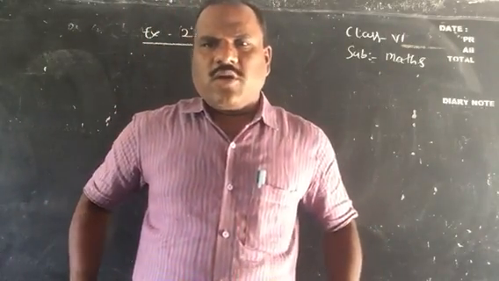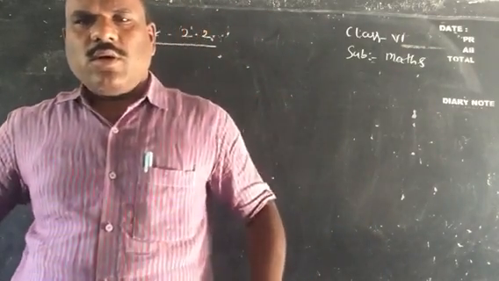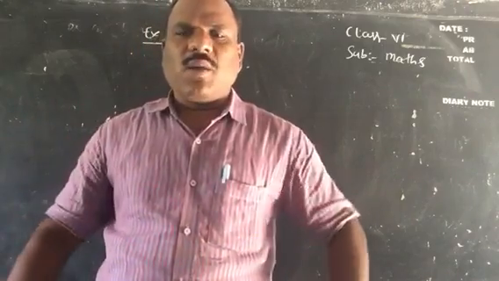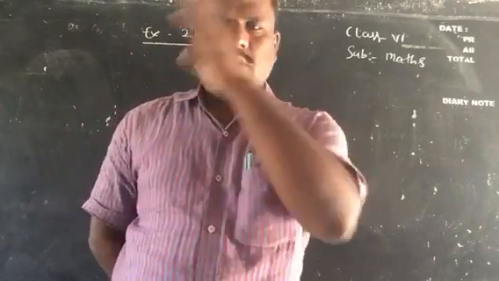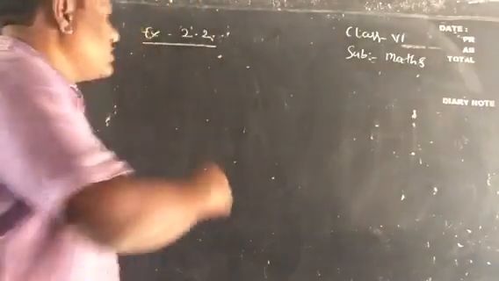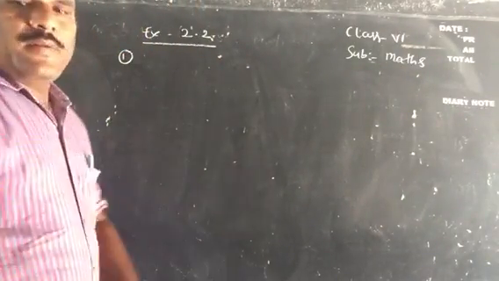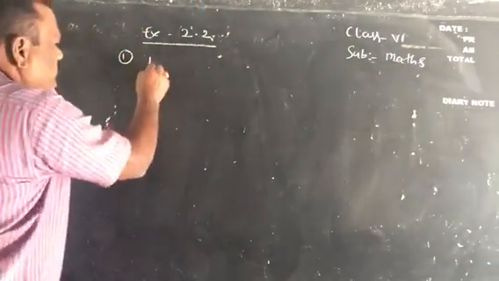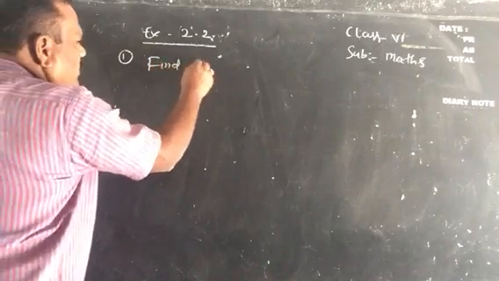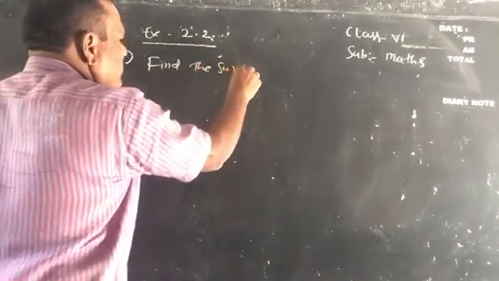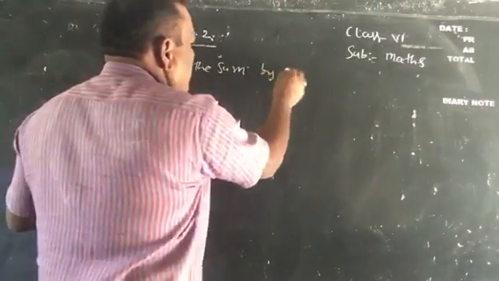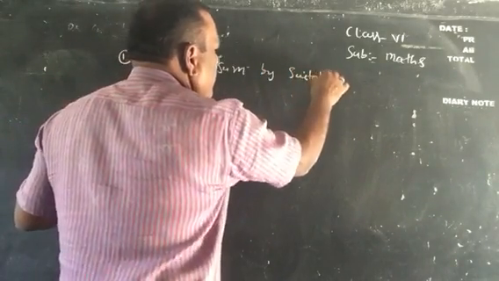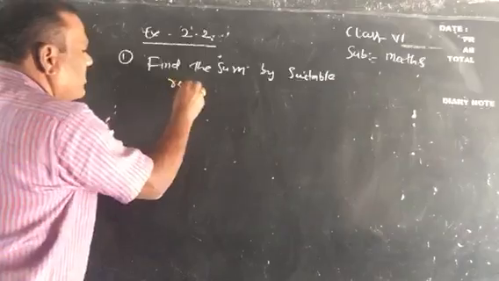Good morning, students. Today in this class I am going to explain problems based on the properties from Exercise 2.2. First sum, children: find the sum by suitable rearrangement.